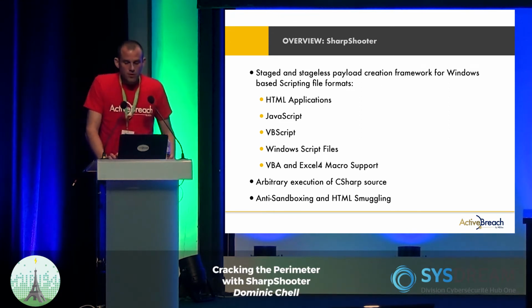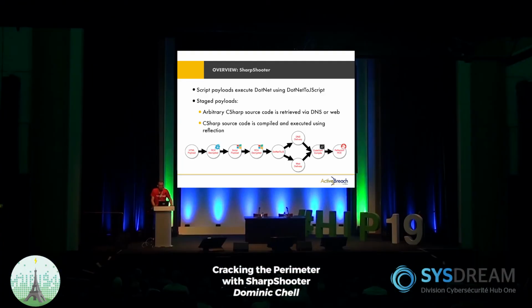So the foundation on which the tool is built is based on a tool called DotNetToJScript. This is a really cool tool that was built by James Forshaw from Project Zero at Google. Essentially, DotNetToJScript provides you with full interop between .NET and the Windows Script Host through COM. So this basically means that you can take any arbitrary compiled .NET program and embed it as a serialized object that can be accessed through JavaScript or VBScript.